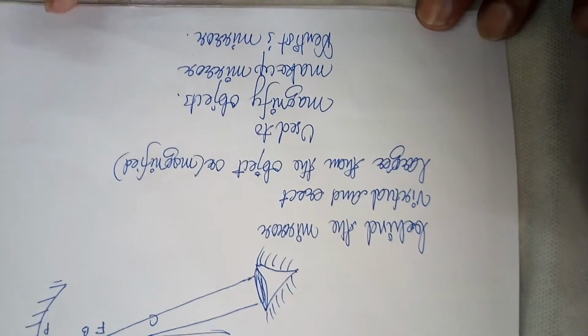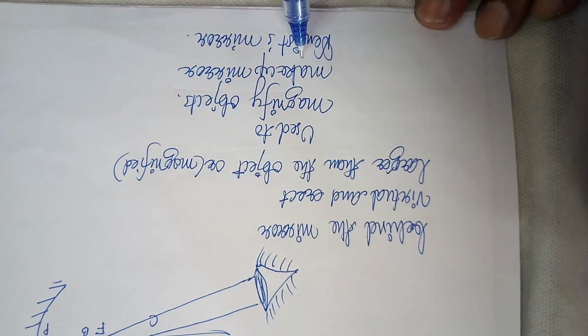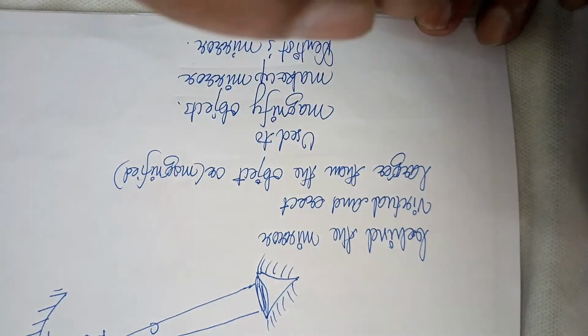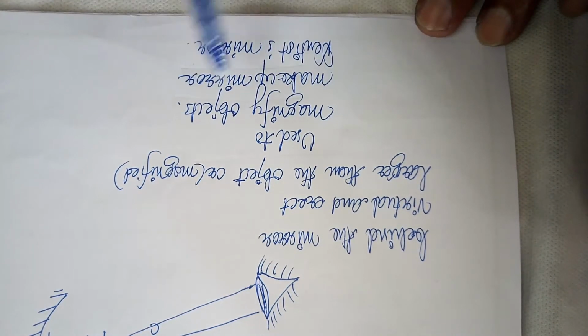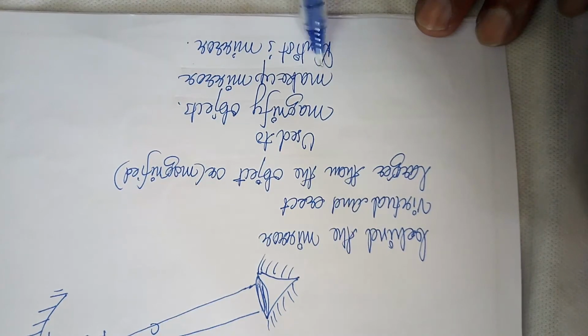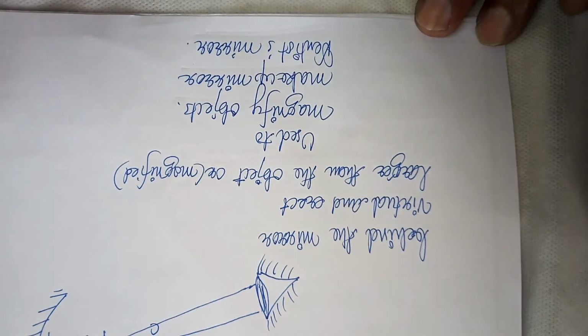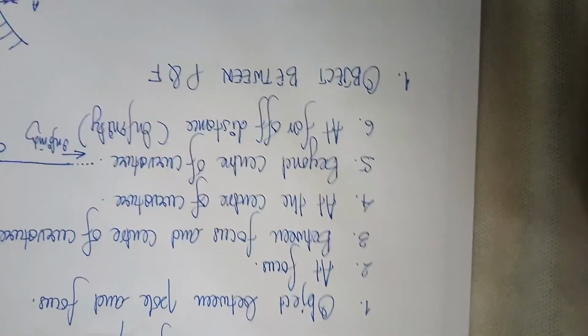So this property is used to magnify the objects. We can use it as a makeup mirror, or we have seen a small mirror in the hands of a dentist. So we use this property to magnify the objects, and we can use it as a makeup mirror when we bring it close to the face. Dentist mirror. All these are the uses when the object is placed between the pole and the focus.